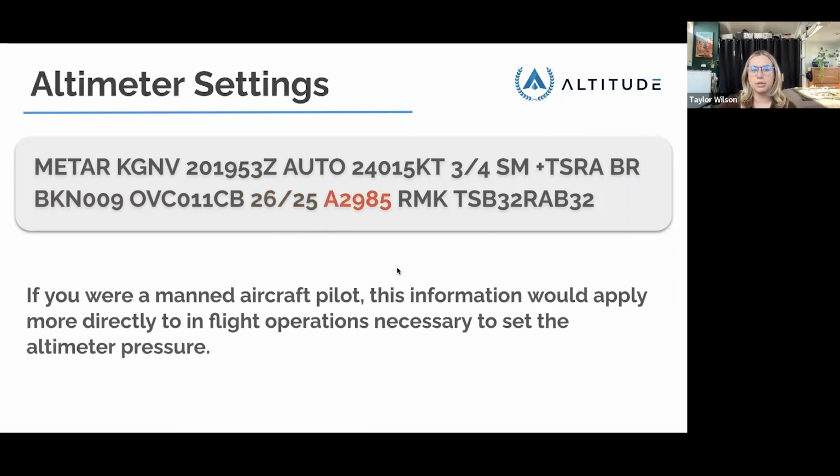Followed by our altimeter setting. So this is used mainly for manned aircraft. We do have an instrument inside the cockpit called an altimeter, and we use this number here. We put it in that instrument. So this just is 29.85 for the altimeter setting, not necessarily something that we're going to be using as Part 107 pilots, but you do need to know how to read that for the test.